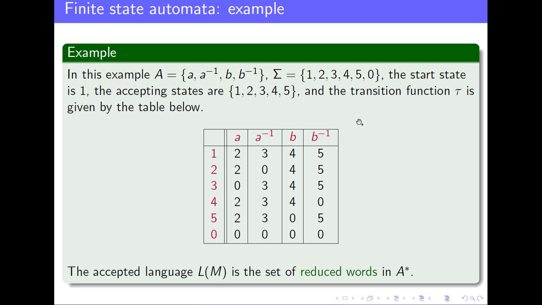And in fact, you'll notice the only strings it doesn't accept contain an A followed by an A inverse, an A inverse followed by an A, or B followed by a B inverse, or B inverse followed by a B. So its language is precisely the reduced words in the alphabet. So it's accepting, if you like, a normal form for the free group.